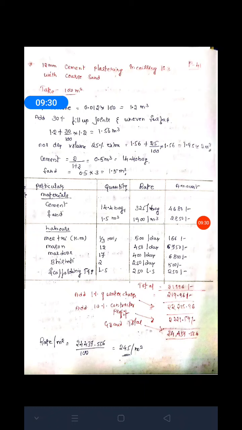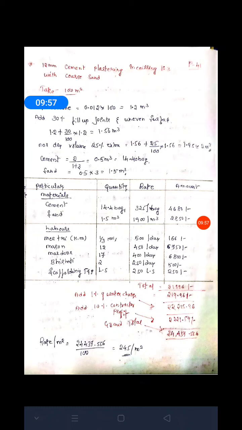Then we calculate the materials, cement and sand, and here the proportion mentioned is 1:3. So cement equals 2 divided by 1 plus 3, that is 0.5. So this 0.5 divided by 0.0347, then the number of bags equals 14.40. Similarly for the sand, 0.5 into 3, where 3 is the proportion, then we get 1.53 meter cube here.